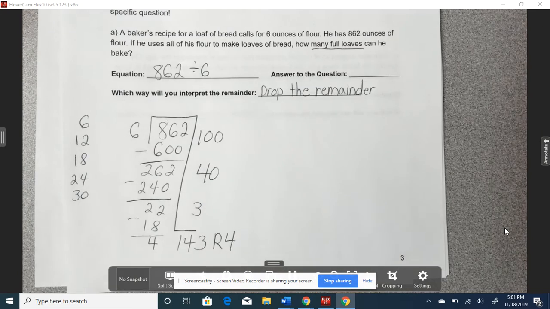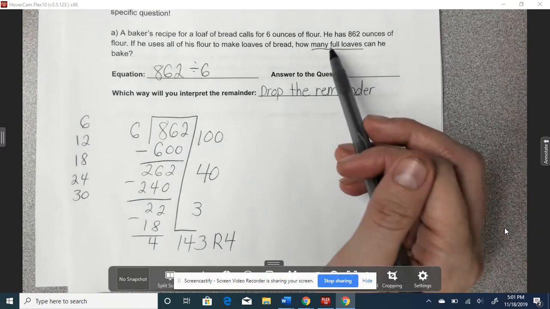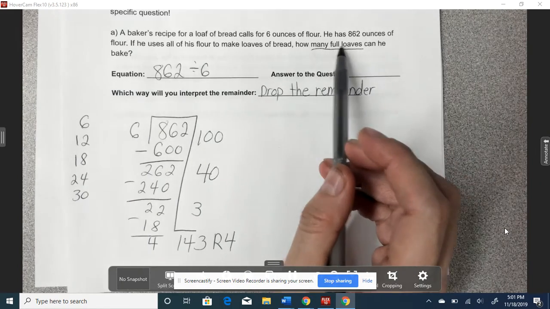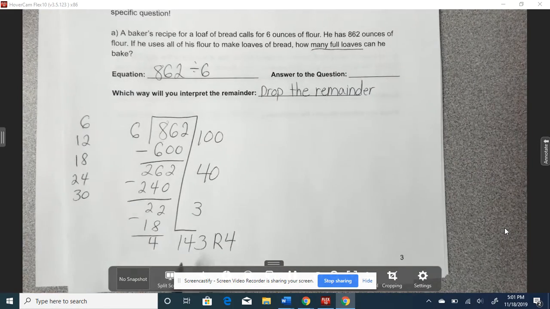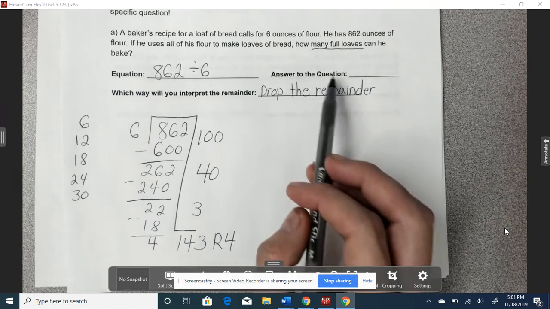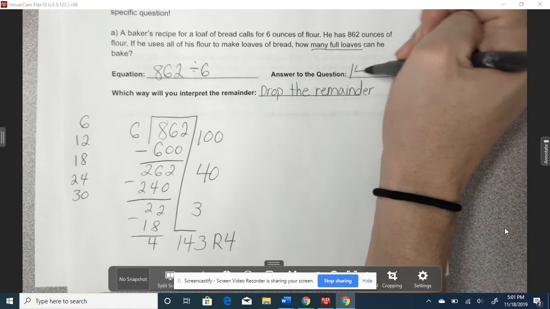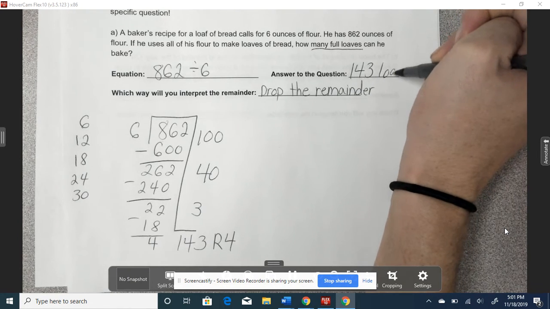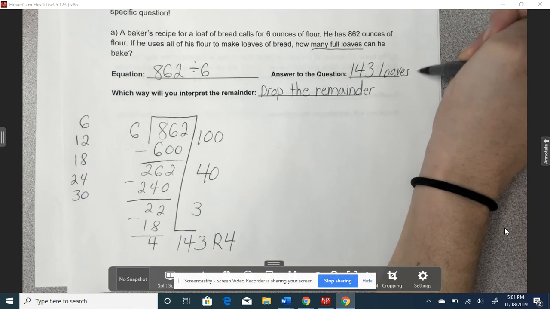Remainder 4. So this is the correct answer to a division problem, but we want to make sure we're answering the question. It said, how many full loaves can he bake? 143 represents the number of loaves he can bake. 4 represents the number of ounces left over. So he can bake 143 loaves of bread, and 4 ounces of flour will be left over. So my answer to my question is 143 loaves of bread.